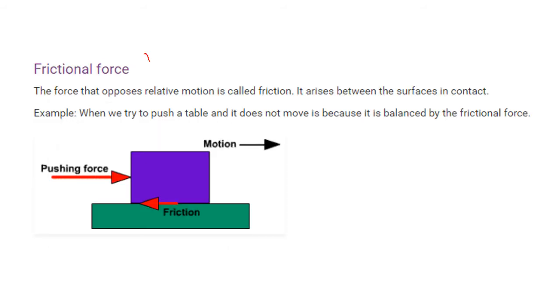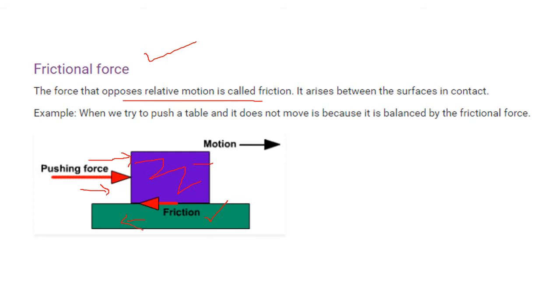Next one is frictional force. What is a frictional force? In your lower classes you have studied that the force that opposes relative motion is called friction. For example, this is a box, and one person is pushing this box in this direction, but friction always works against the pushing force, in the opposite direction. If the movement is in this direction, the friction will always act in the opposite direction.